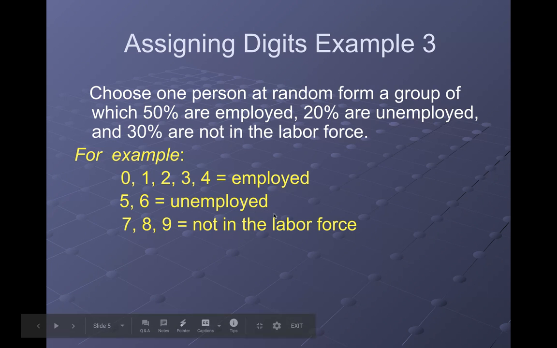So if I set it up this way, I could then go to Siri and ask Siri to give me a random number. And depending on which number comes up, that would represent employed, unemployed, or not in the labor force. Okay.